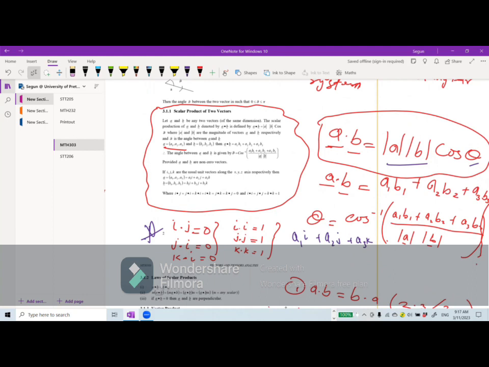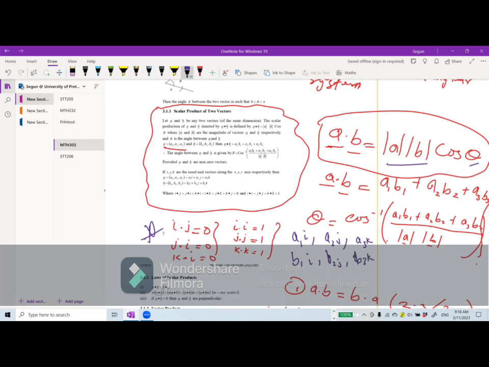That's why when you find the dot of each of them, sorry, we'll put this one there: B1 i, B2 j, B3 k.